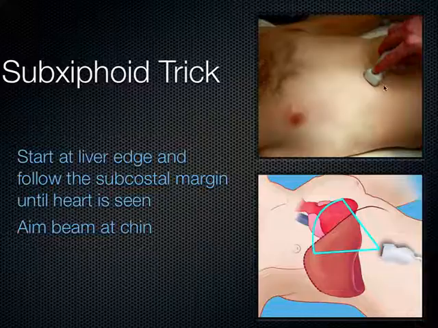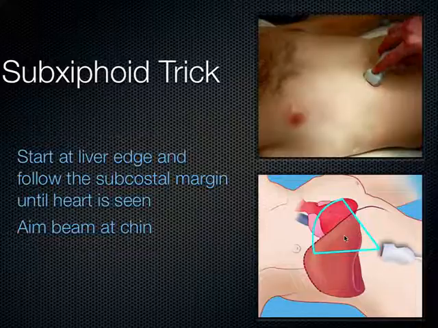So what you need to do with the indicator aimed to the patient's right, sometimes it's helpful to start right up underneath the liver. Make sure you get a good view of the liver on the screen, and then slide that transducer right up into the subxiphoid notch, and then more often than not you'll see the heart on the other side of the liver.